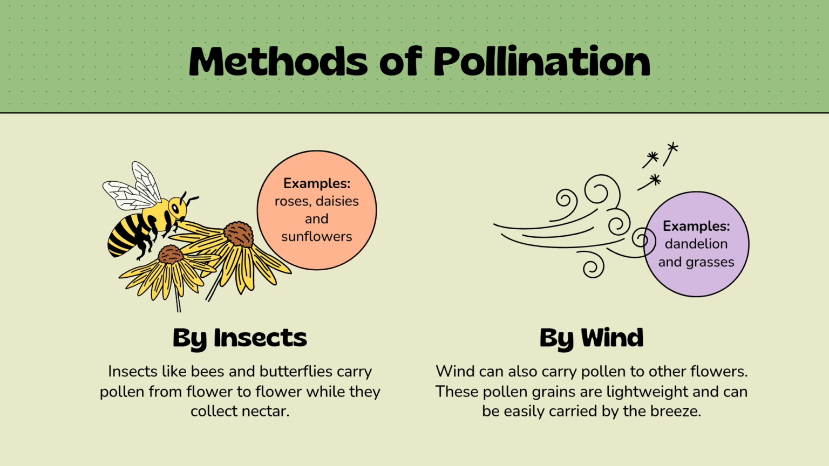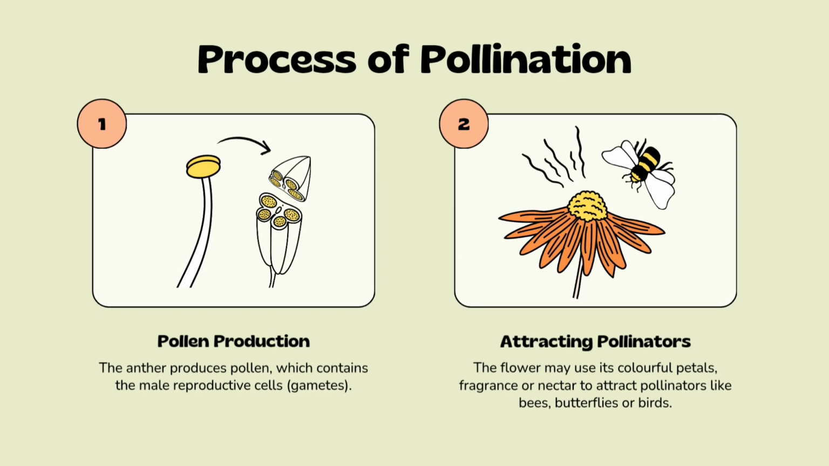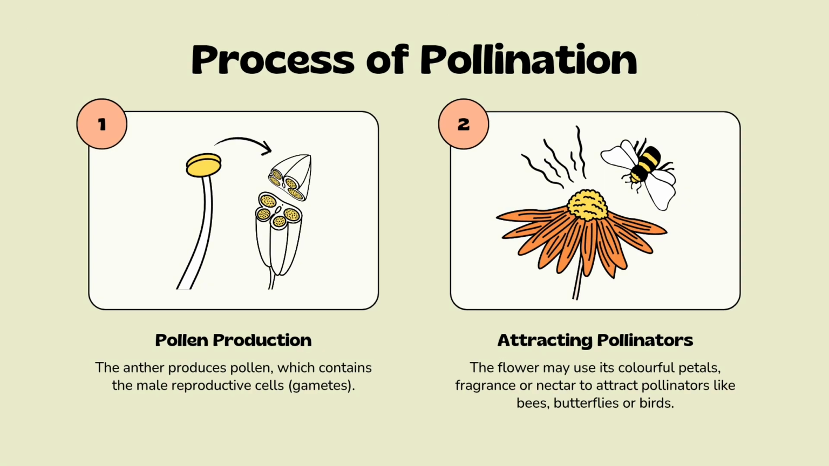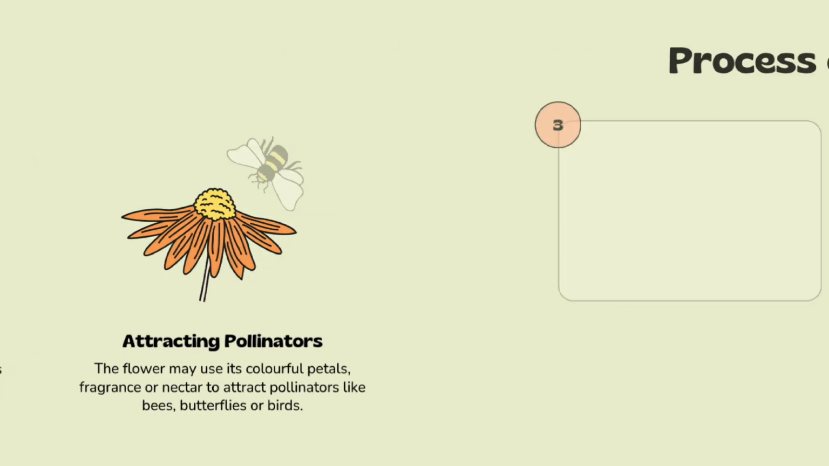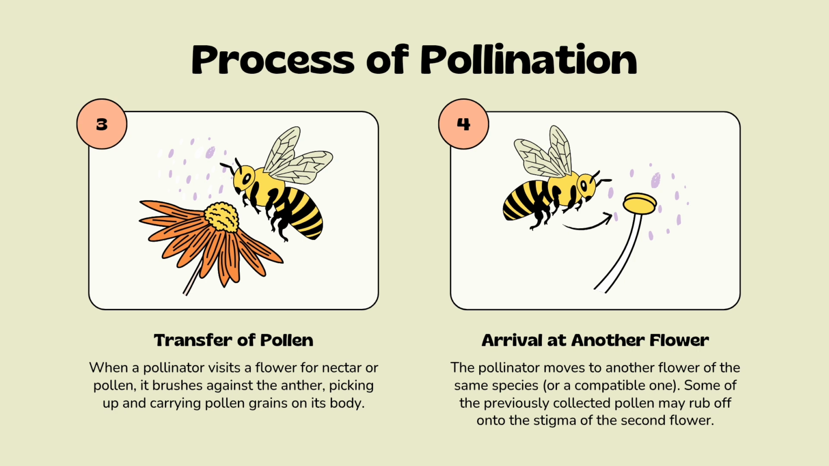Now let's understand the process step by step. First, pollen production. The anther produces pollen grains that contain the male gametes. Second, attracting pollinators. The flower uses bright colors, sweet fragrance, and nectar to invite insects or birds. It is like throwing a party to get attention. Third, transfer of pollen. When a pollinator visits, pollen sticks to its body. Fourth, arrival at another flower. The pollinator lands on another flower of the same species, and pollen gets deposited on the stigma.